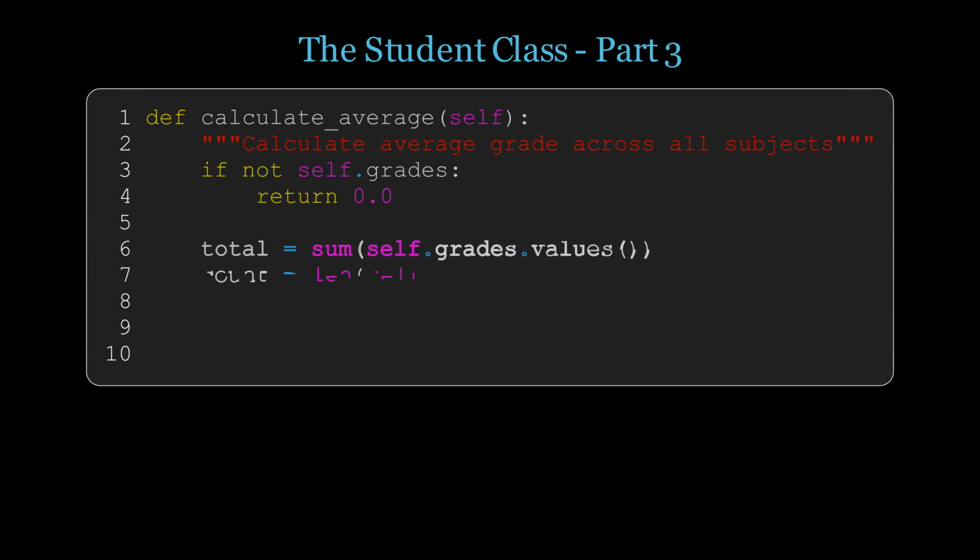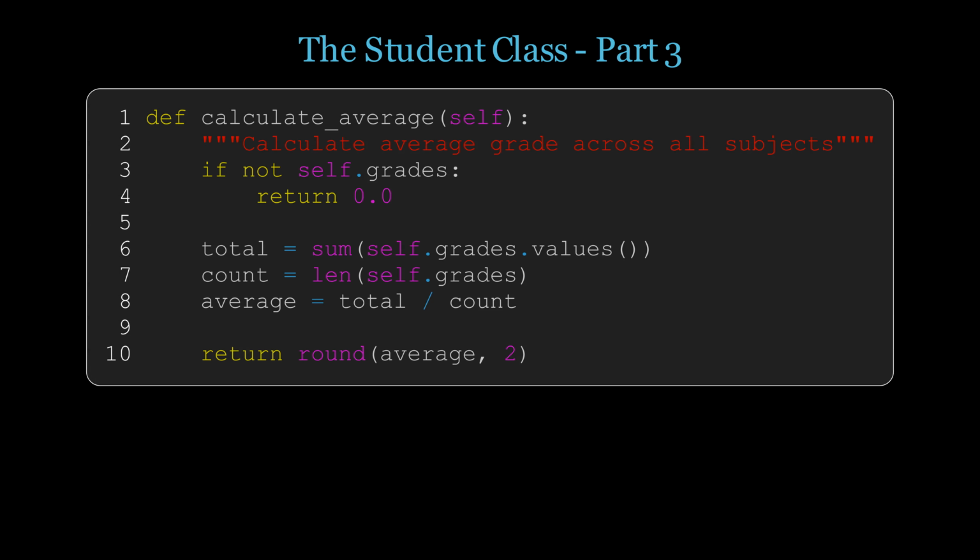Next, we need to calculate the student's average grade. This is a crucial feature that will sum all grades and divide by the number of subjects. We'll handle the edge case where a student has no grades yet. The calculateAverage method computes the mean of all grades. First, we check if the grades dictionary is empty using not self.grades. If empty, we return 0 to avoid division by 0 errors.